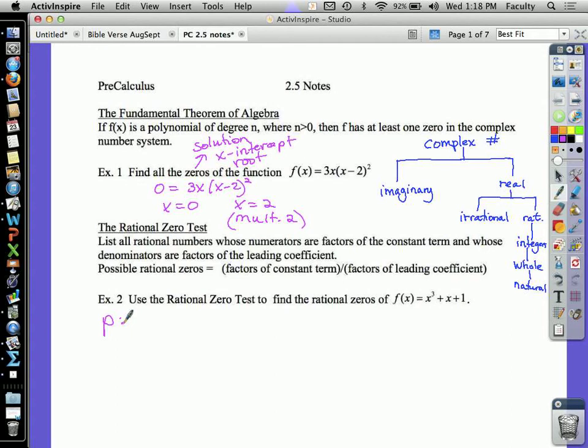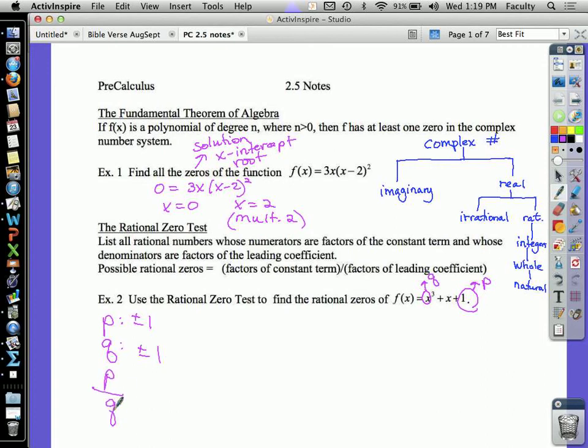So p is going to be the factors of the constant, okay? So let's write ourselves a note. P are the factors of the constant. Well, in order to get a 1, you could do 1 times 1 or negative 1 times negative 1. So we'll write plus or minus 1. Q represents the coefficients of the leading term. Well, that's also plus or minus 1.